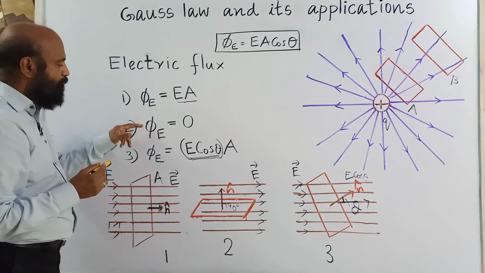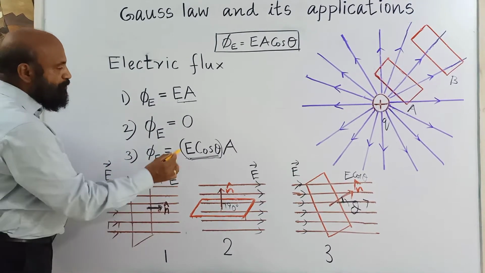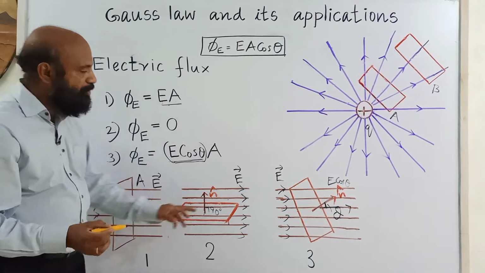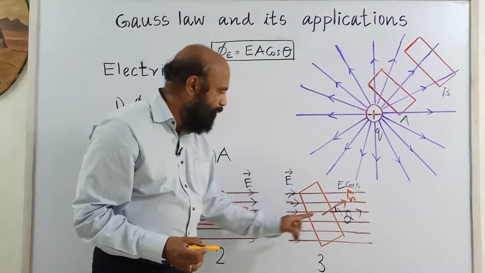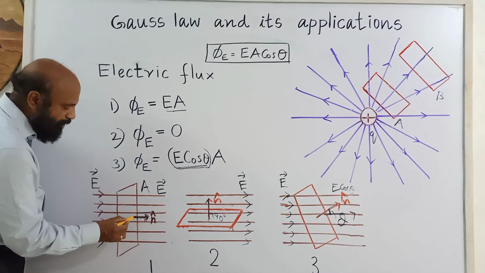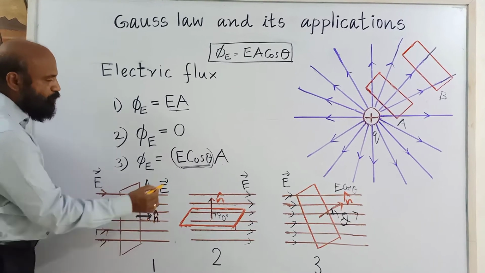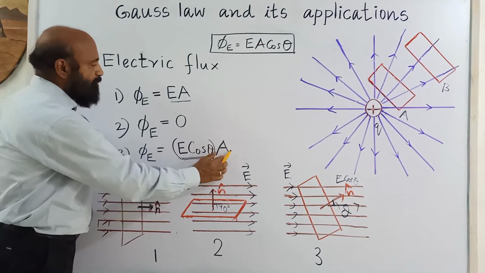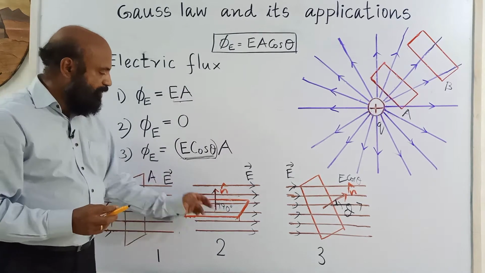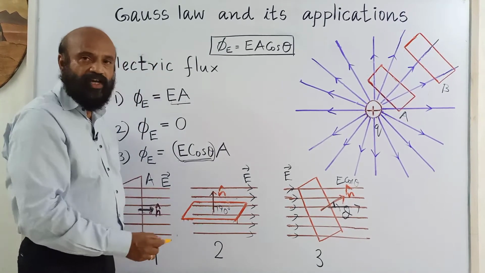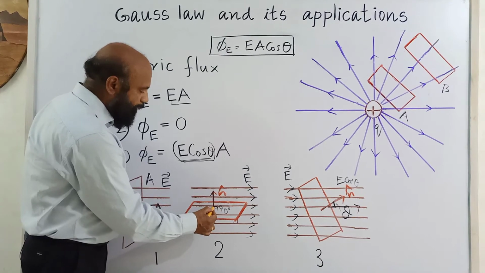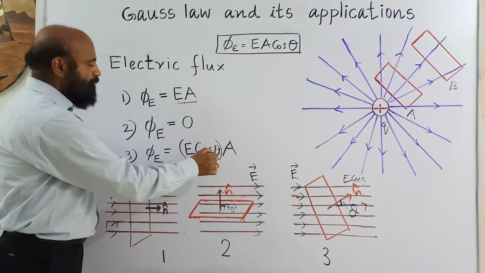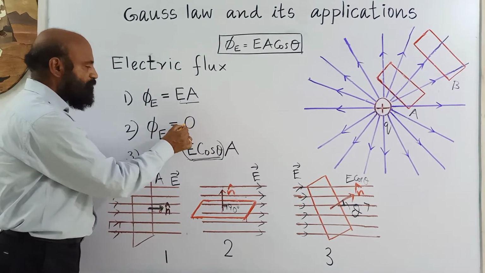These two you can get from this. In the first case, theta is 0, because this theta is the angle between the field lines and normal. In this case you can see field lines and normal, they are in the same direction, so theta is 0, so cos 0 is 1, so you will get this expression E into A. In this case, this is the electric field lines and this is the normal, so angle between the field and the normal is 90 degree. Now cos 90 is 0, so flux is 0.